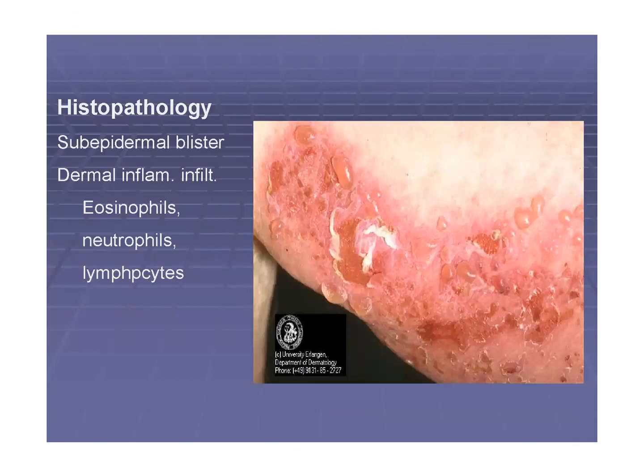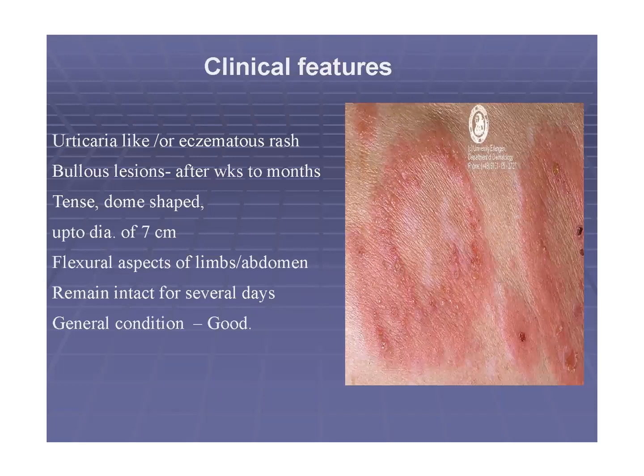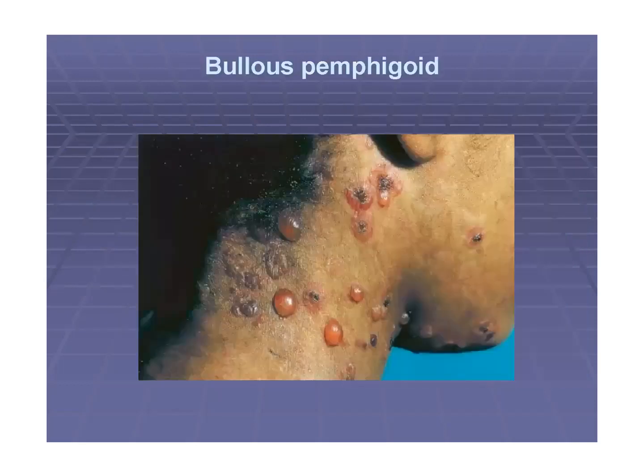Subepidermal blister, so the bullae are firmer and denser. Dermal inflammatory infiltrate with eosinophils, neutrophils, and lymphocytes. Clinical features: urticaria or eczematous rash, then development of the bullous lesions over them after weeks to months, dense dome-shaped, up to 7 centimeters in diameter. Flexural aspects of limbs and abdomen are involved. Bullae remain intact for several days. General condition is good. In bullous pemphigoid, you can see the eczematous and urticarial lesions as well as the dense bullae.